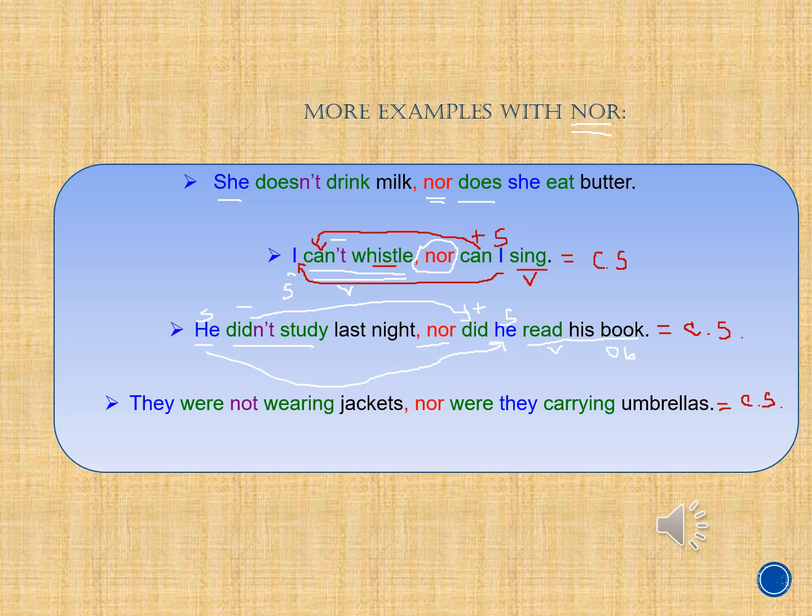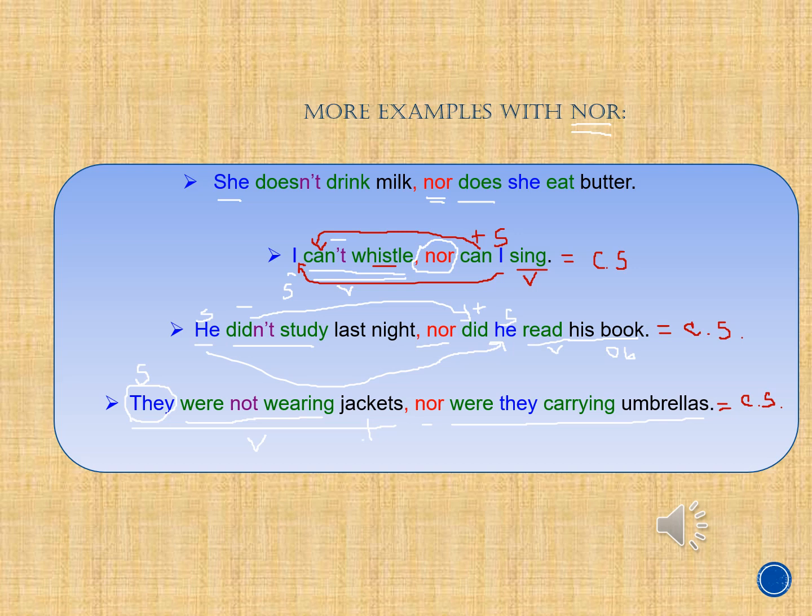And last one, we're going to analyze the last compound sentence with the word nor. And in this case, we're going to use the verb to be, were, in past. Let's take a look. They were not, or they weren't. It's the same, right? They were not wearing jackets. They is my subject. Were not wearing is my verb. Jackets is my object.